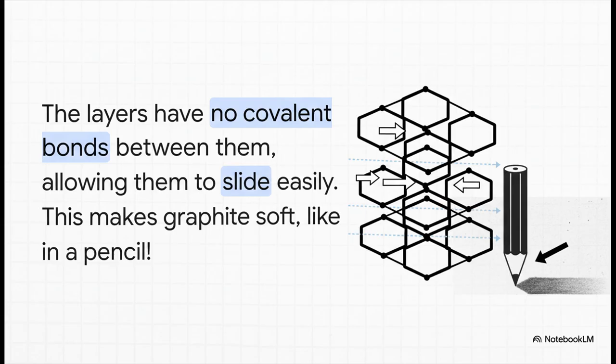You still need a ton of energy to break those. But the softness, that's all about what's happening between the layers. There are only weak forces holding them together, so they can just slide right over each other. That's literally why a pencil works. You're just scraping layers of graphite onto the paper.